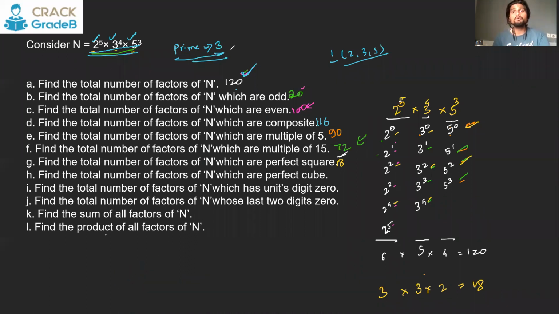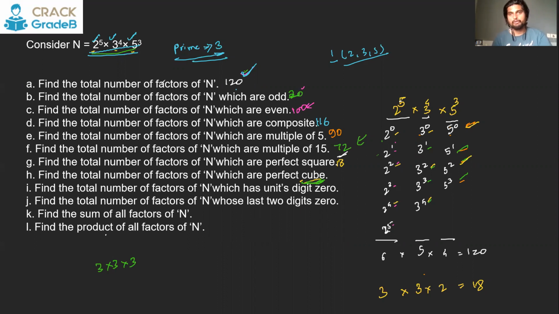Similarly, for a number to be a cubic number, multiple of 3 are allowed. That means if I say 3, is it a cubic number? No. 3 into 3, is it a cube? No. 3 into 3 into 3, it's a cube. So that means the power should be multiple of 3. So power should be either 3 or 6.